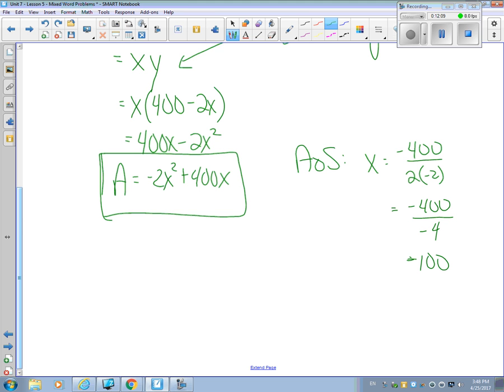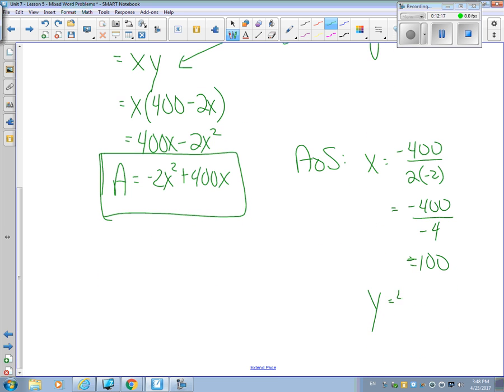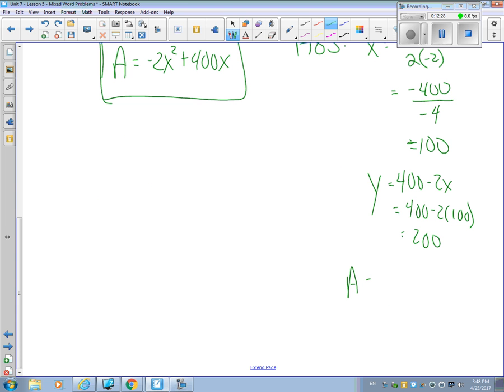There's x. How do I get y? Well, we said earlier, just a second ago, that y was 400 minus 2x. So 400 minus 2x, and we know x, we just figured it out. It was 100. Oh, that gives me 200. How do I find the area of a rectangle? Isn't it length times width? 100 times 200. That's 20,000. Oh, that's all I need.